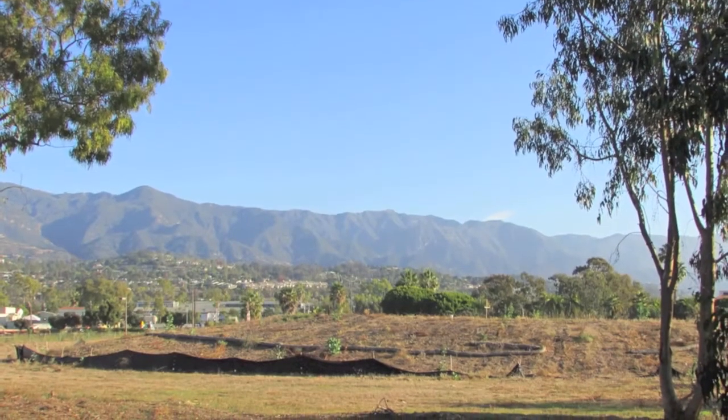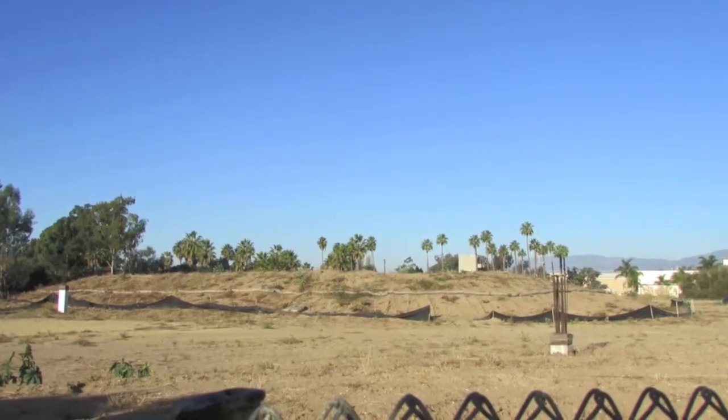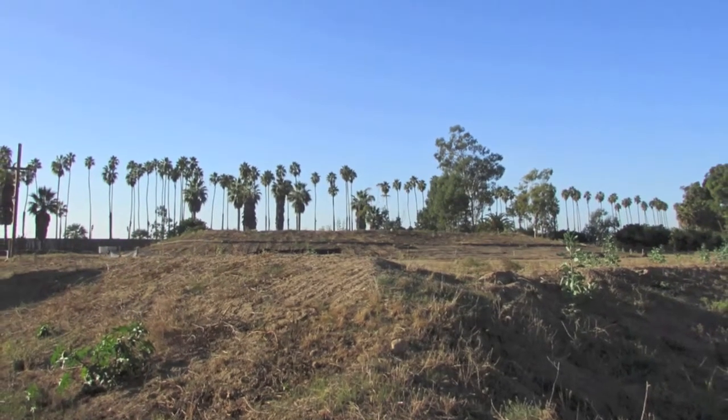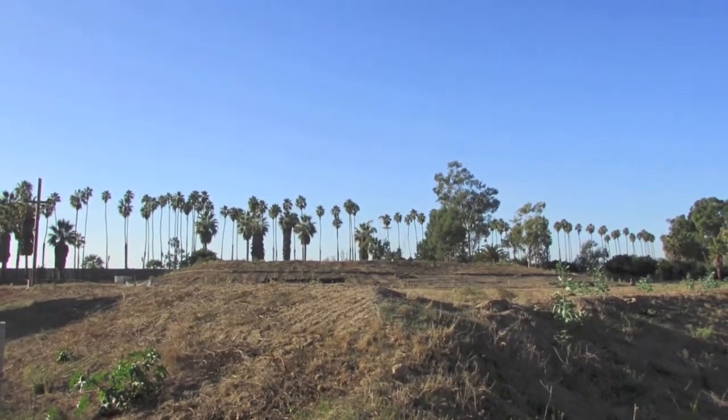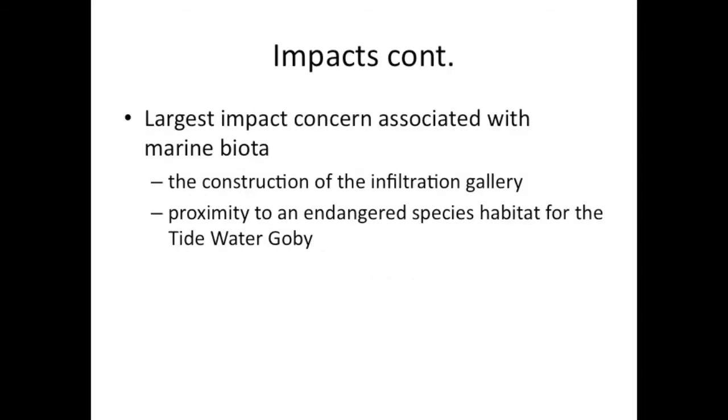The environmental impact report for the Montecito Desalination Plant included a site visit and reconnaissance in order to verify the integrity of aerial photos, and an in-depth analysis of potential impacts and mitigation measures for 10 categories, which include aesthetics, air quality, terrestrial and marine biota, hydrology, soil and geologic resources, noise, hazardous waste and materials, land use and zoning, traffic and transportation, and public utilities.